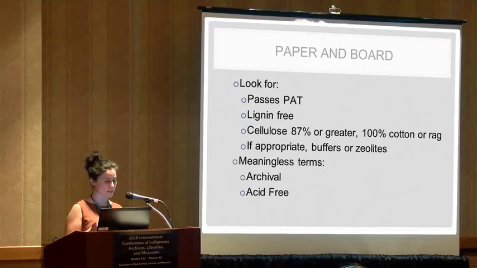So when you're purchasing paper or board to use for your photographs, the first thing you want to look for is to see that it passes the PAT, that it's lignin-free, that it has a cellulose content of 87% or greater, or is 100% cotton or rag. You want to decide if it's appropriate for it to have buffers or zeolites.